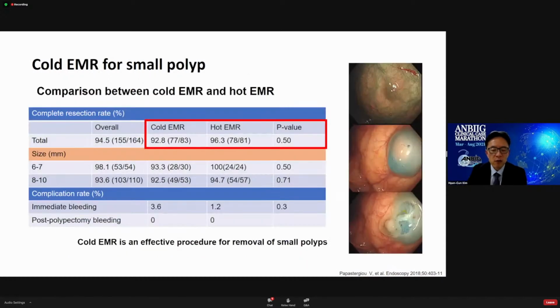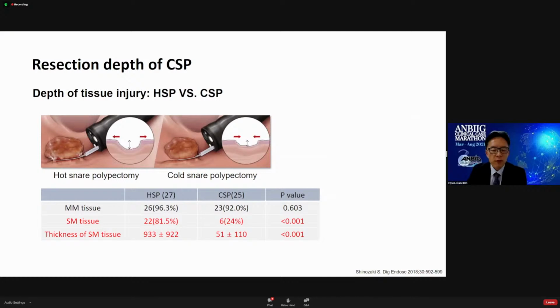And also, CSP with injection, the cold EMR method, showed no difference in complete resection rate in the removal of small polyps compared to conventional hot EMR, showing over 90%. However, the CSP excises the region shallower than snare polypectomy. The submucosal layer contained in the tissue excised by CSP was significantly lower than that of snare polypectomy.